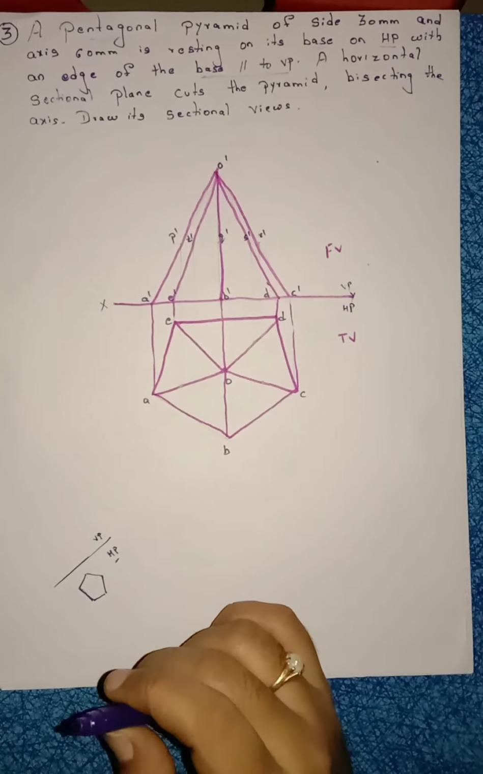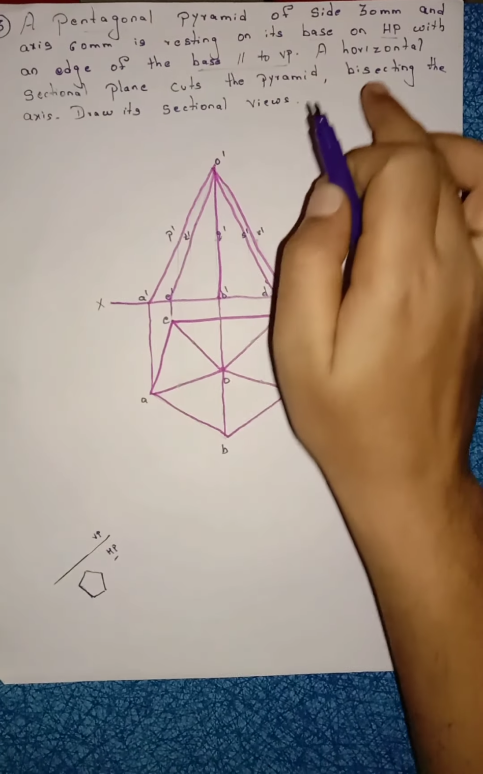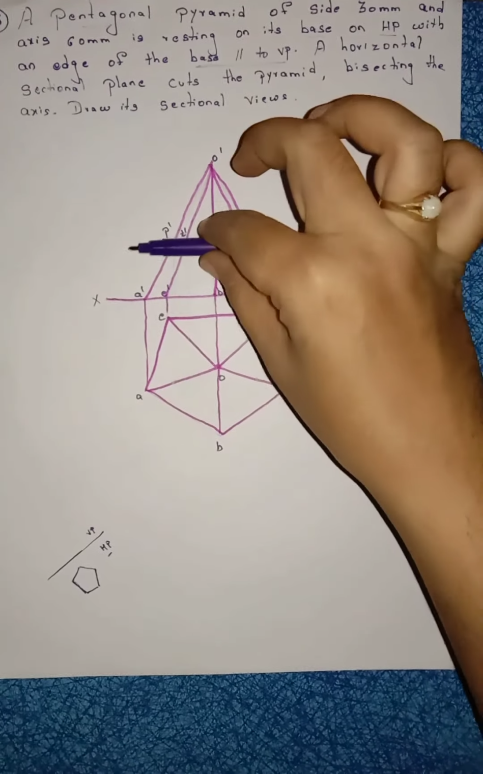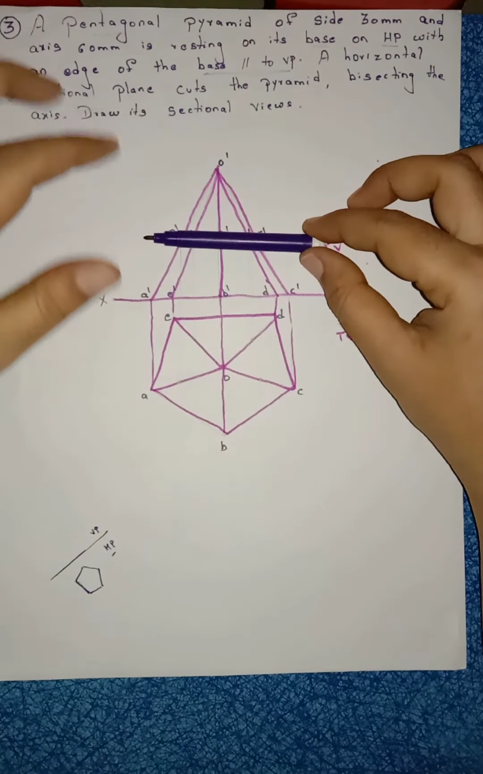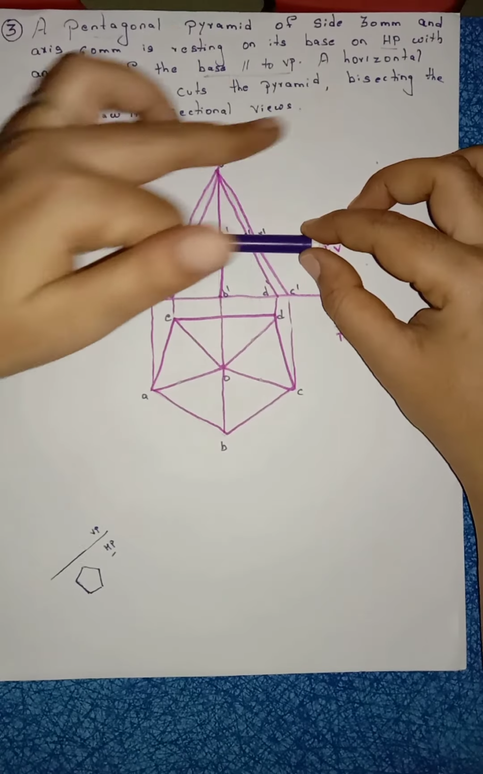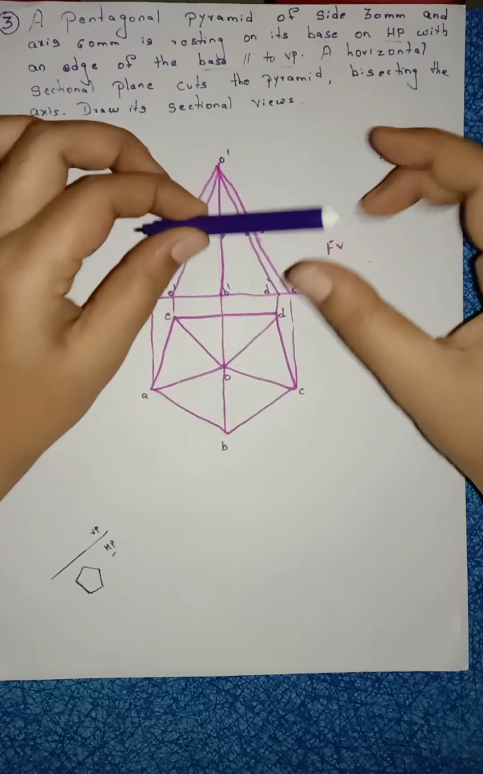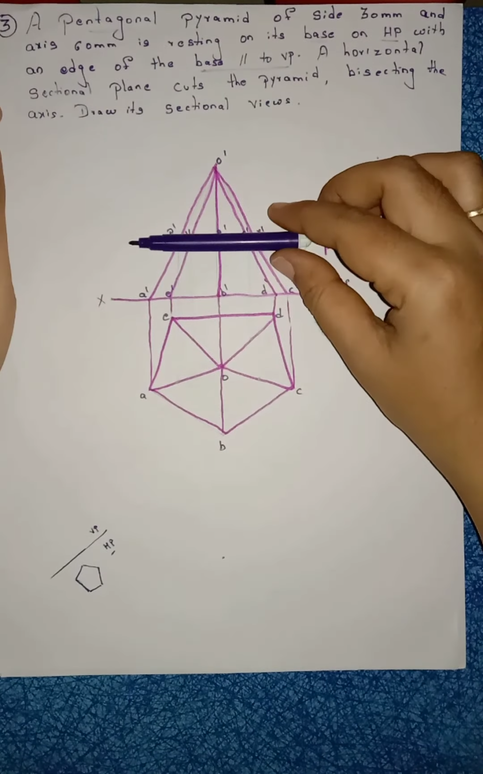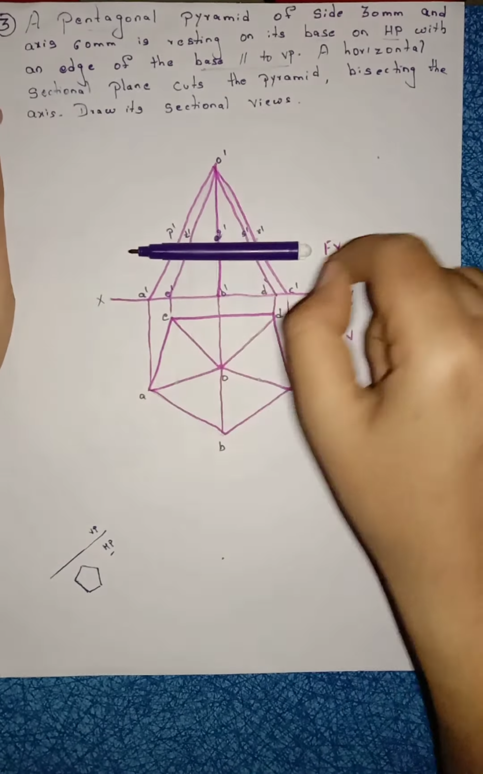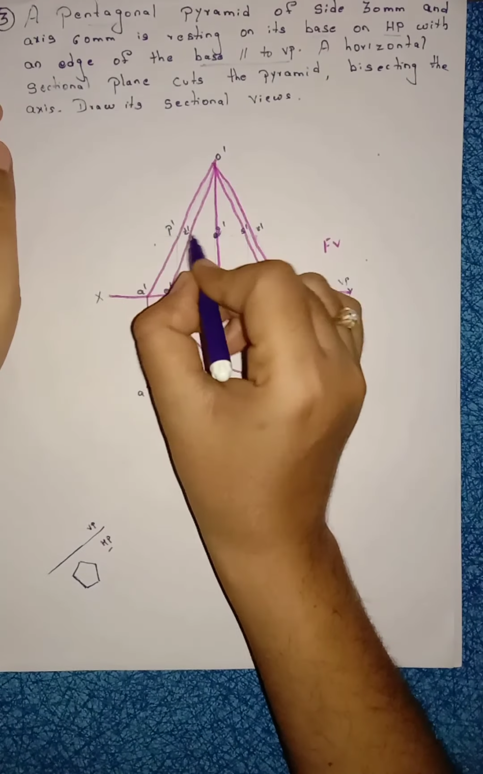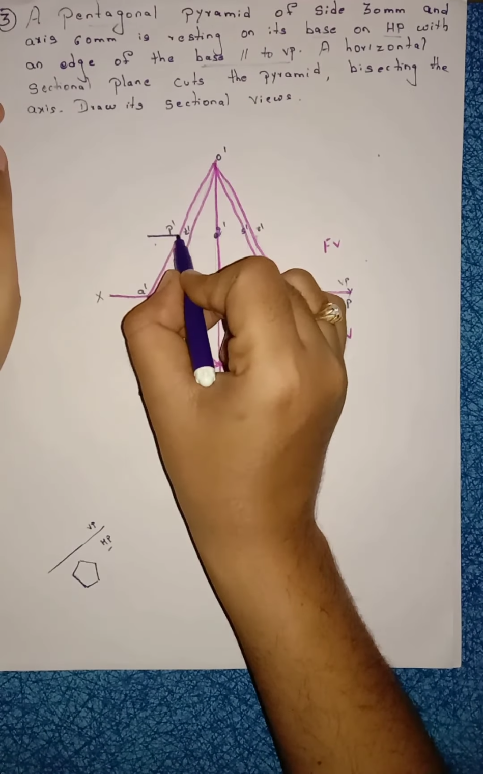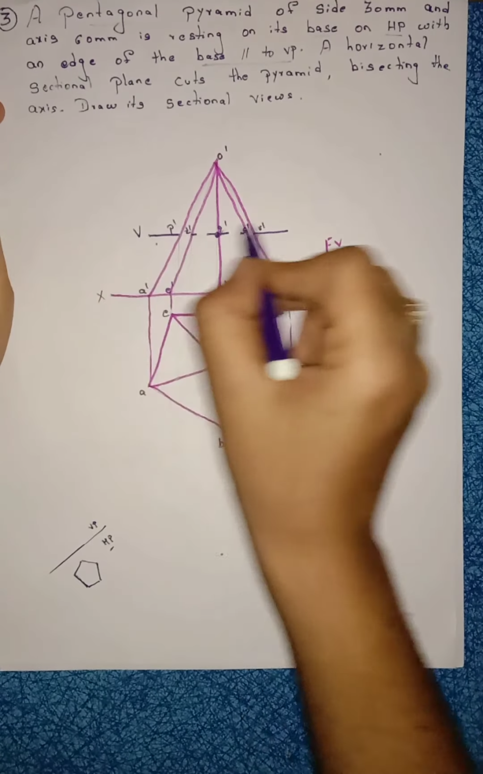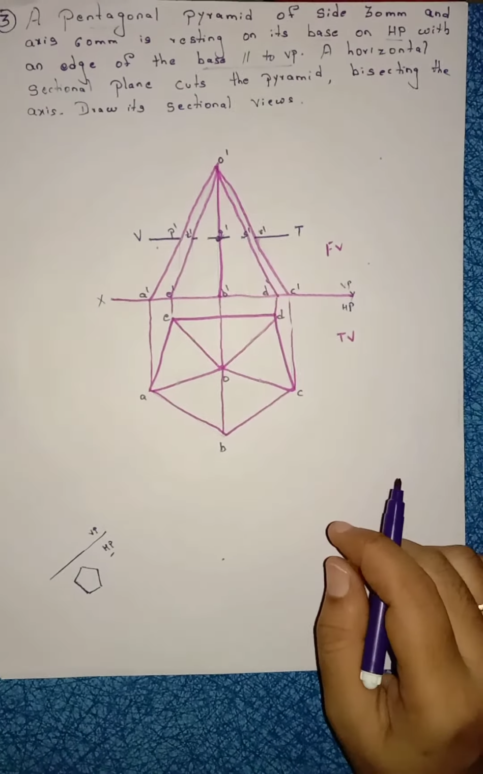Where do we have to draw the sectional plane? What is the condition? The horizontal sectional plane cuts the pyramid. The condition is bisecting the axis. Bisecting is nothing but the midpoint. This is the horizontal sectional plane, cutting the pyramid bisecting the axis. So from this point, draw the sectional plane of any length. This is the VT, vertical trace.